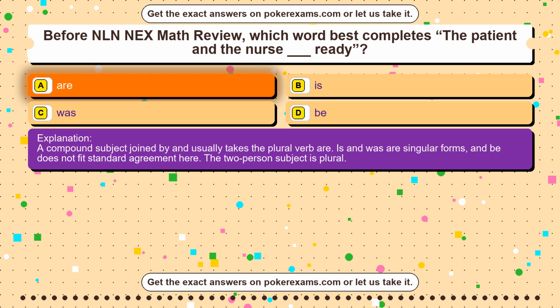Is and was are singular forms, and be does not fit standard agreement here. The two-person subject is plural.